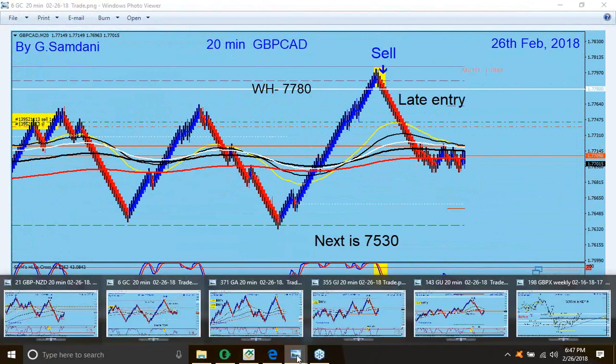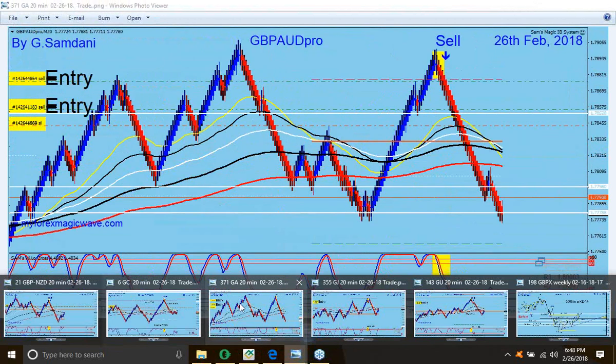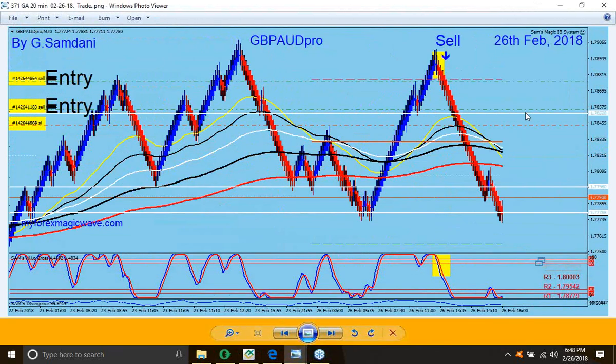So this is pound CAD, and look, this pound Aussie, beautiful, two entries, one here, one there, right from the top, and it went all the way down, right?